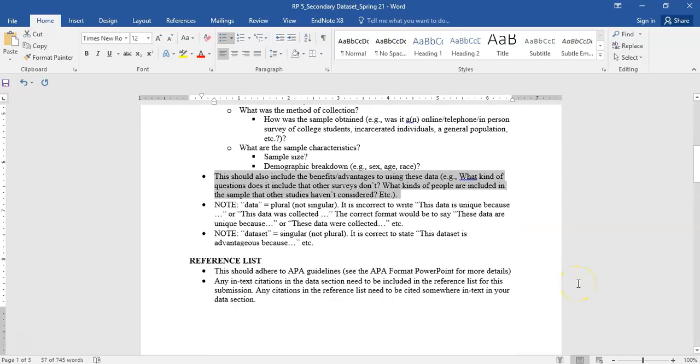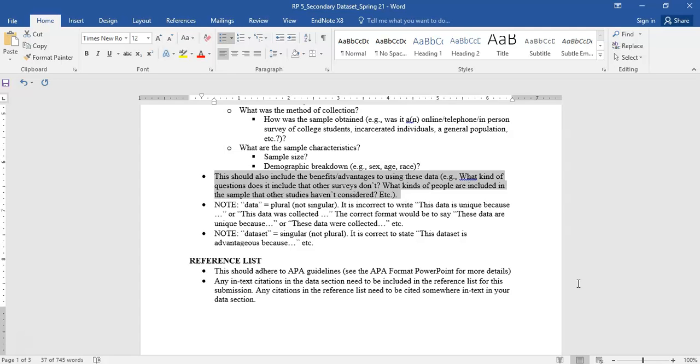If you can discuss the advantages to this particular data set, that would be a great thing to include. And one of the big things is making sure that you're selling this data set to suggest why it's a good one for your particular study. So if your study is about the association between parental incarceration and behavioral outcomes, and this particular survey that you want to use doesn't have questions on parental incarceration, well, clearly it's not applicable for your study.